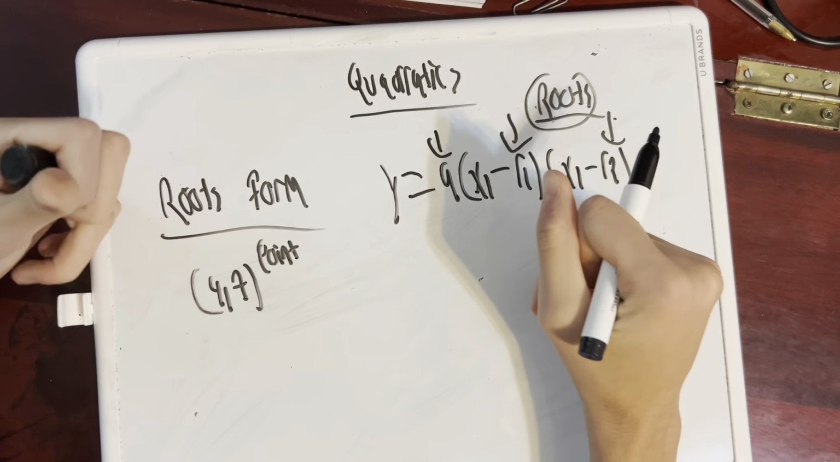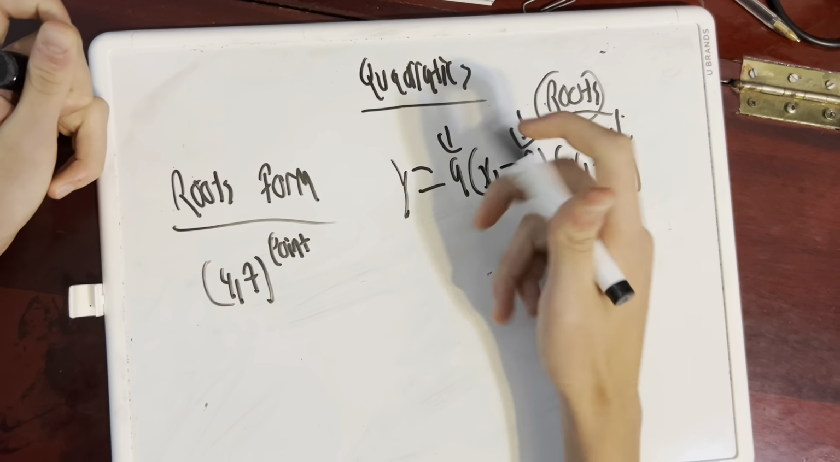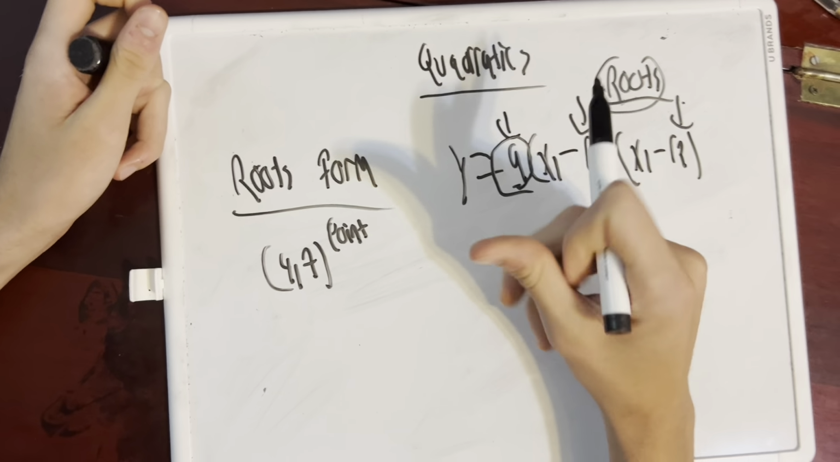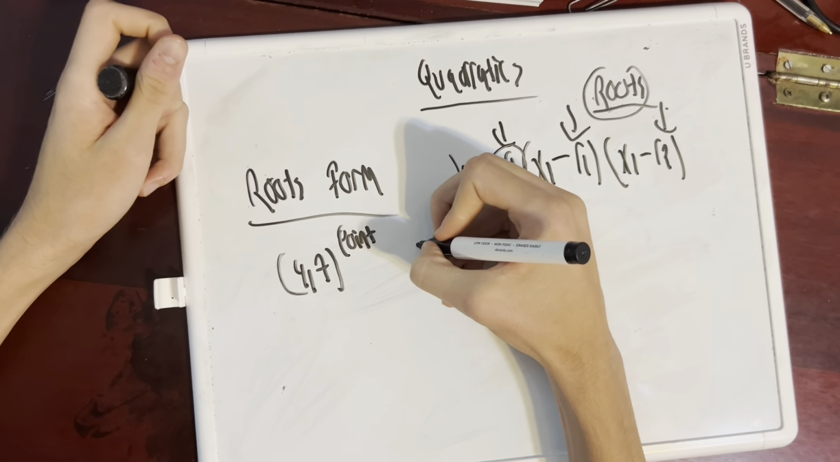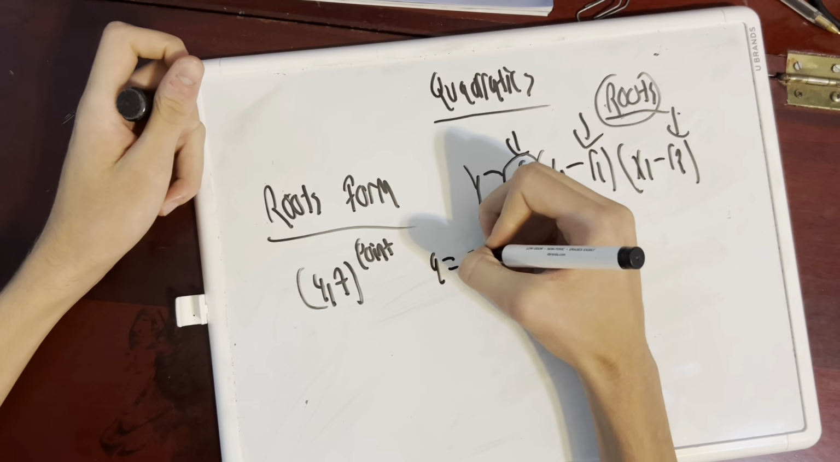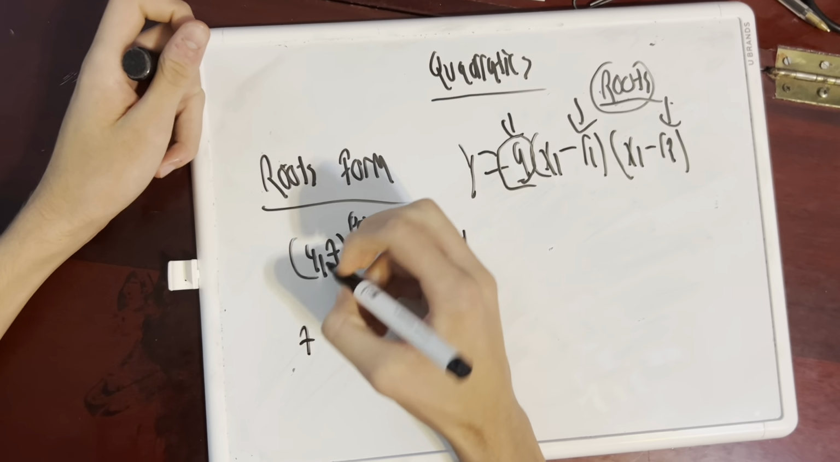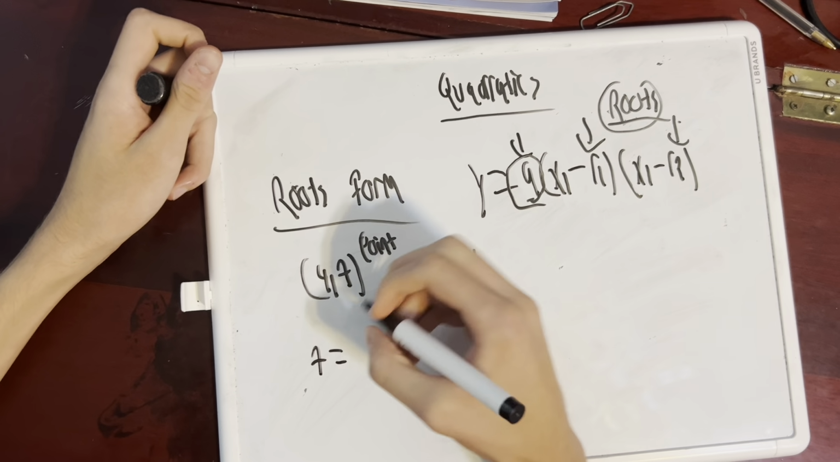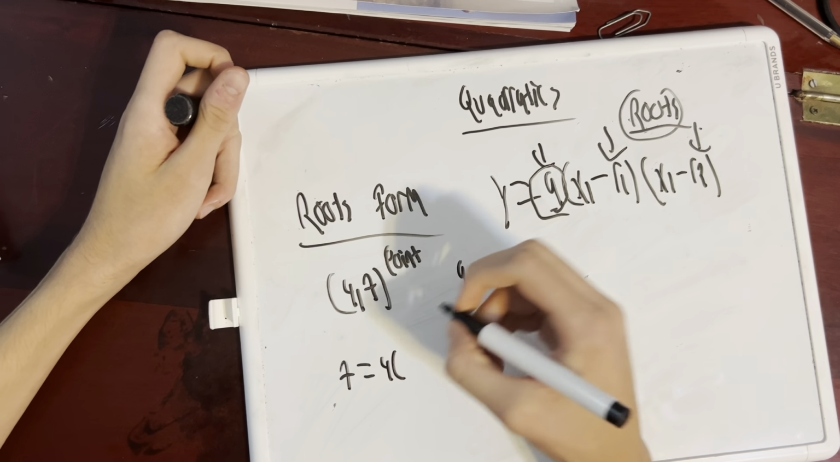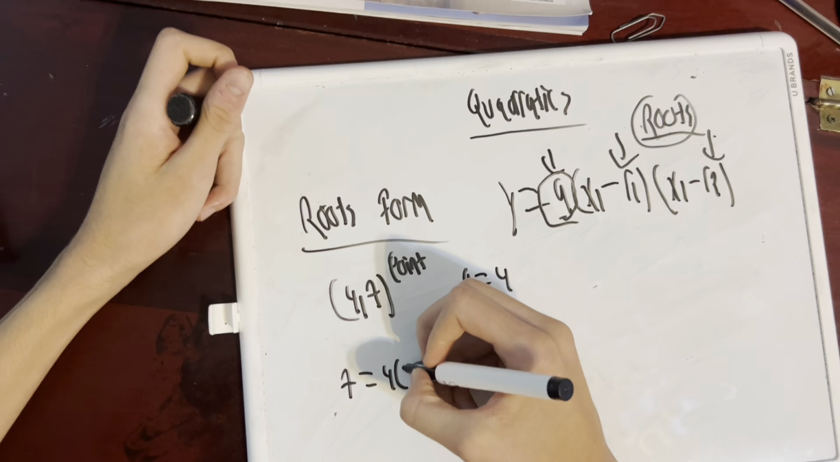And let's say that we're trying to put this into our roots form. In order to do that, we need to know the value of a. First things first, we need to know this value here for a. And say that the value for a is 4. To do that, we're going to have our 7, which is our y coordinate. We're going to have 4, and then we're going to have x1, which we said is 4 again.